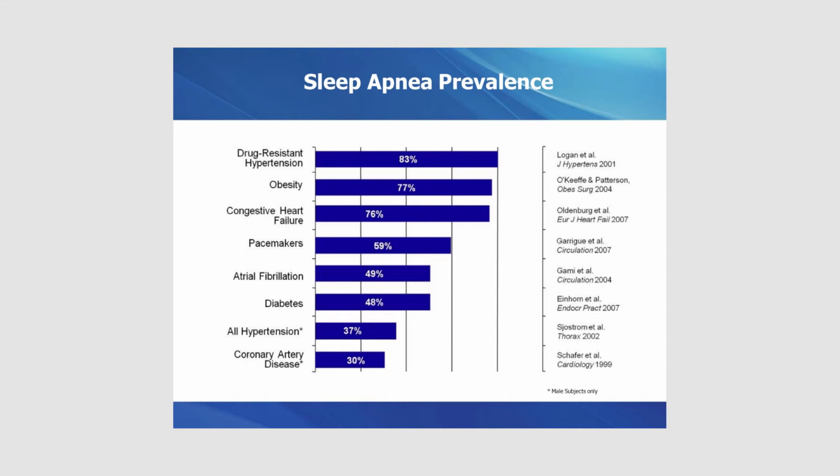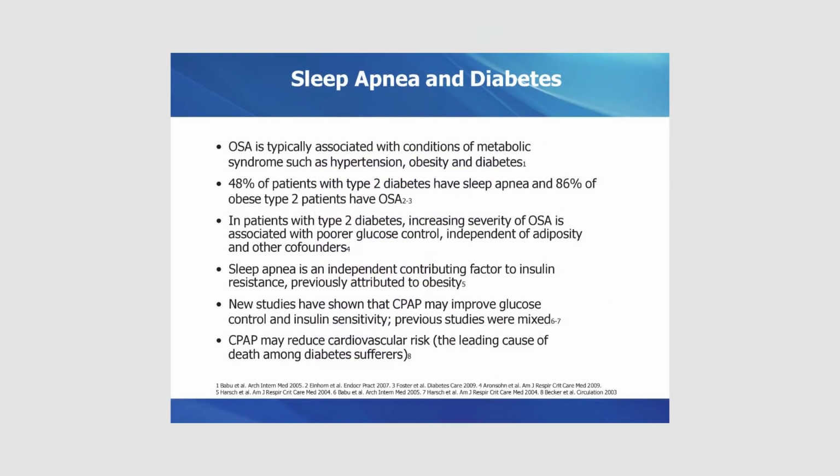The guidelines featuring sleep apnea, they talk about drug-resistant hypertension, the stroke risk with sleep apnea, and how important it is to try to get these people diagnosed and treated for their sleep apnea. Diabetes, certainly sleep apnea is typically associated with conditions of metabolic syndrome that we see with hypertension, obesity, and diabetes.